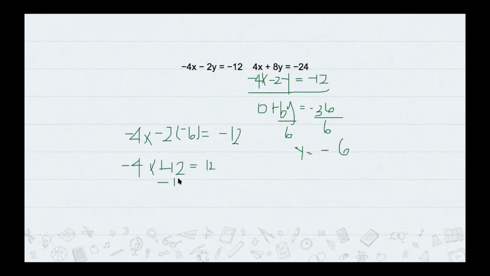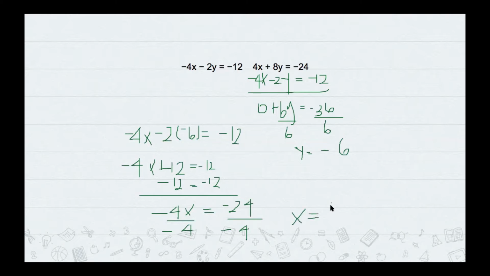And you want to get negative 4x on one side, isolated. So you would subtract 12 on both sides. And that would give you negative 4x. And then negative 12 minus 12 will give you negative 24. And you want to get rid of the coefficient. So you would divide both sides by the coefficient, which is negative 4. So x would equal positive 6. So your coordinates for this would be (6, -6).